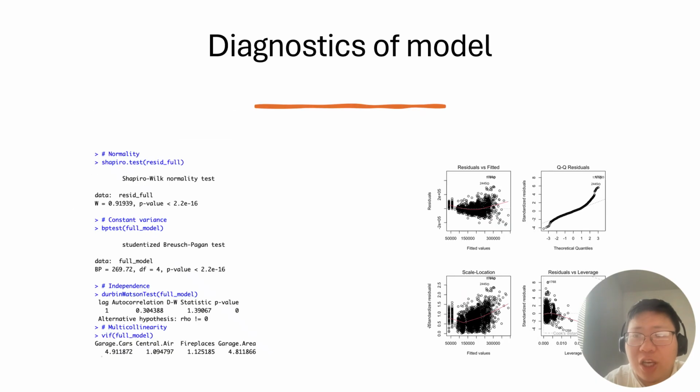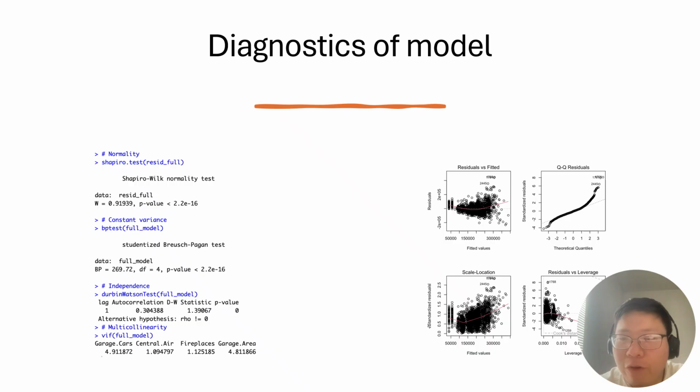The following step is checking the diagnostics of the model. This study performs a Shapiro-Wilk test for normality. The p-value is less than 2.2e-16, so normality is violated. For the Breusch-Pagan test for heteroscedasticity, the p-value is still less than 2.2e-16, indicating strong heteroscedasticity. For the Durbin-Watson test for independence, the p-value is zero, indicating violation of the independence assumption.